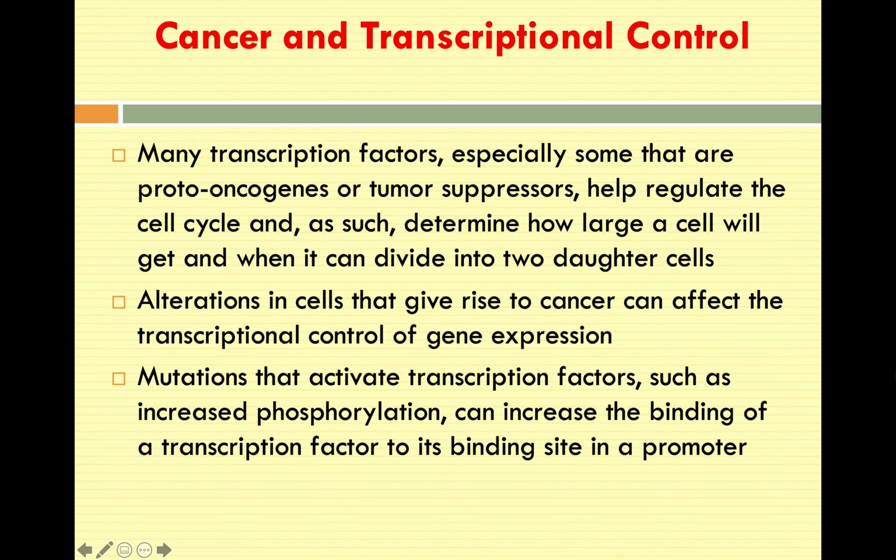So the second part of this topic is actually on cancer and transcriptional control, because we know that proto-oncogenes are involved in transcription. So many transcription factors, especially those that are proto-oncogenes or tumor suppressors, function to help regulate the cell cycle. It would determine how large a cell will get and when it can divide into two daughter cells or not. So any alterations in cells that give rise to cancer can therefore affect the transcription and control of gene expression.